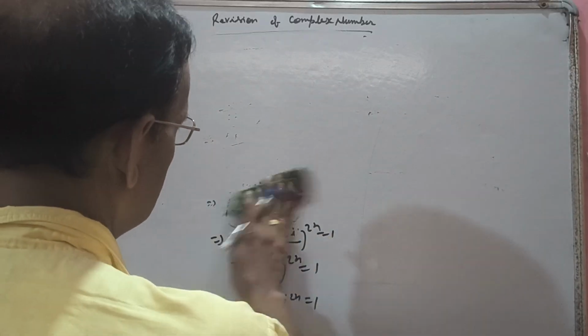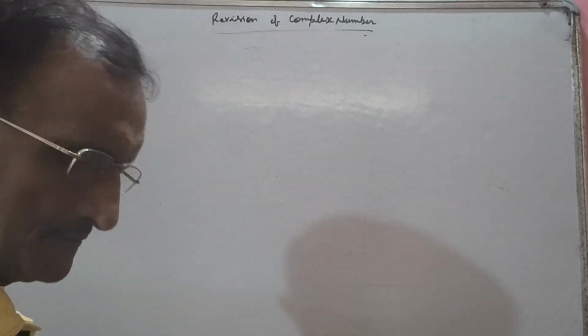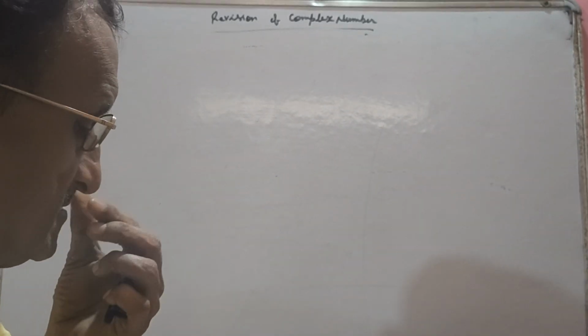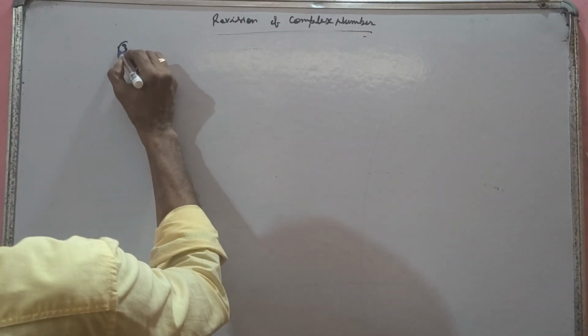These are important sums for all your exams and tests, whether it is a unit test, half-yearly or annual, for class 10 and in some cases class 11 also. Now go to the next sum, number 3.